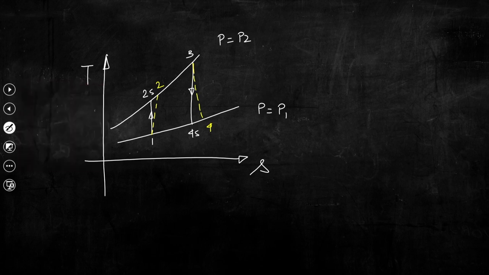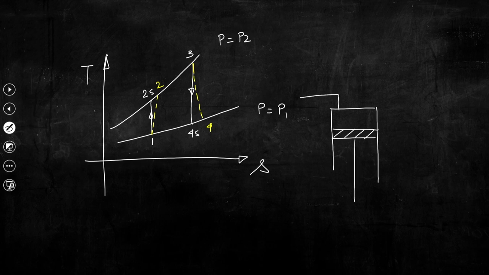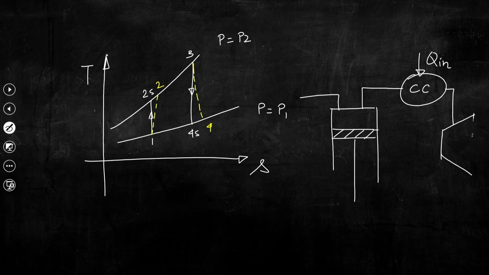But this is the schematic, say we are taking the air in this chamber, and that compressed air is taken to this CC, that is the combustion chamber, where we are supplying a certain amount of Q in, and that is again taken to this and finally discharged. So, now this is the gas turbine. And CC stands for combustion chamber.